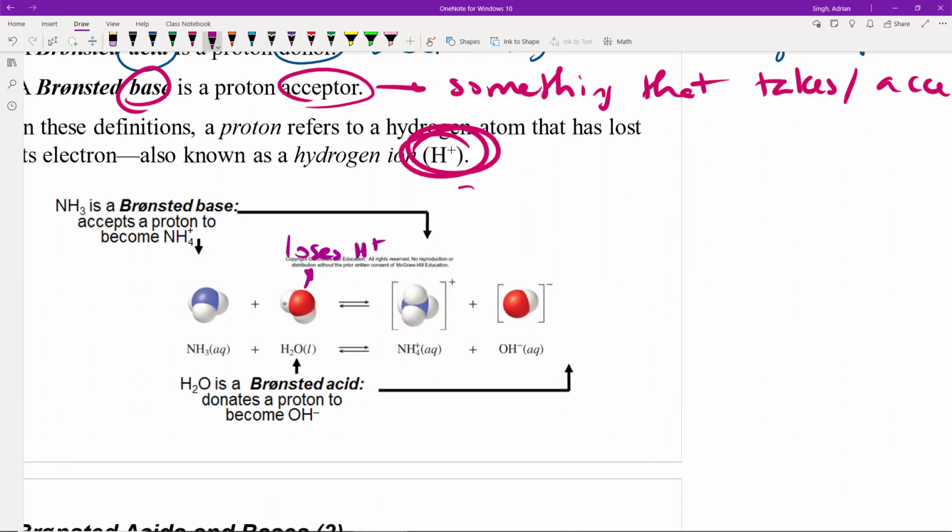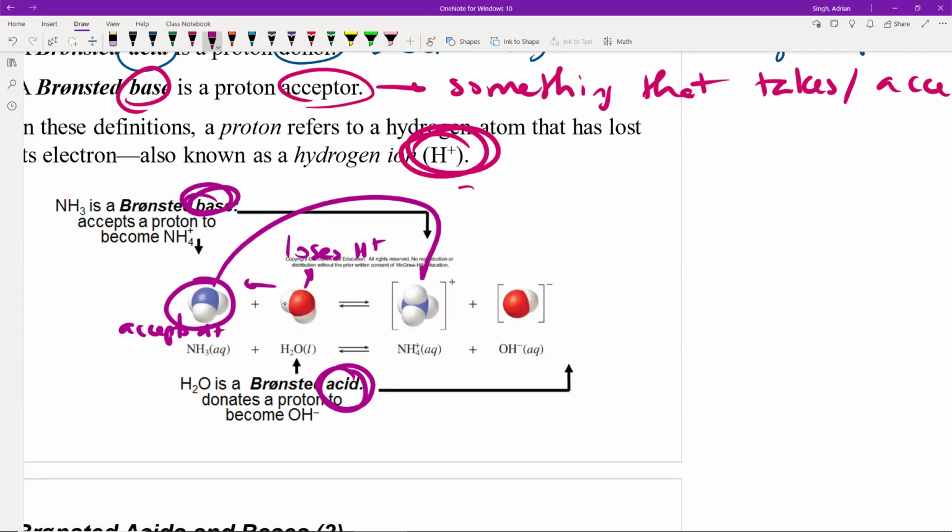And where does that H plus go? Well, the H plus actually goes to the NH3. The NH3 accepts the H plus. If the water loses an H plus, it is an acid. If the NH3 gains an H plus, or accepts an H plus, it is a base. And when you stick an H plus onto the NH3, you end up with NH4 plus. If you take away an H plus from H2O, you end up with OH minus, right?